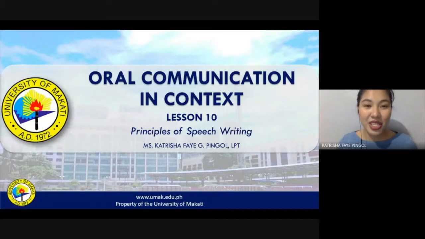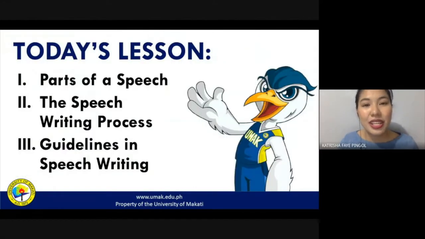Back to Oral Communication in Context. For our 10th lesson, we will be talking about the different principles of speech writing. Today's lesson is divided into 3 parts. The first one will be about the different parts of a speech. The second one will discuss the speech writing process. And the third one will talk about the different guidelines in speech writing.